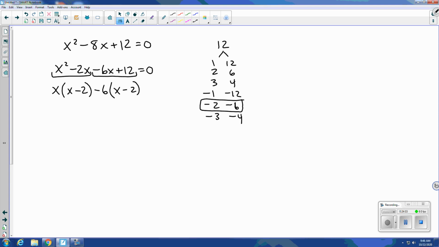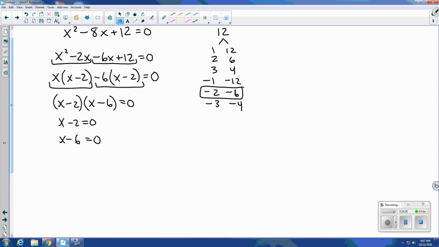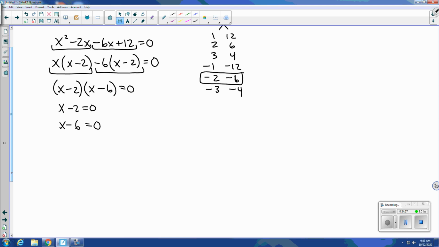You want your parentheses to match, and I'll actually add that in to that process on the first slide. Next, both of these terms have x minus 2. So I take out an x minus 2. What's left over is what was in front of each one. Solve each one through the zero product property. If both of those things multiplied together equal 0, then either or both equal 0, and our solutions when we solve are x equals 2, x equals 6.